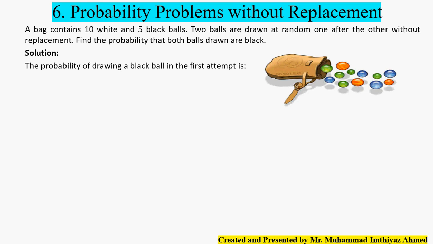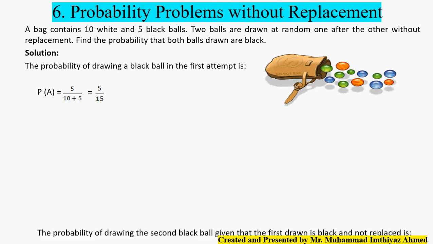Now the probability of drawing a black ball in the first attempt. So when we draw from a total of 15, it will be 5 by 15. That is, the number of black balls given in the question is 5. So 10 plus 5 will be 15. So the first probability A will be 5 by 15.